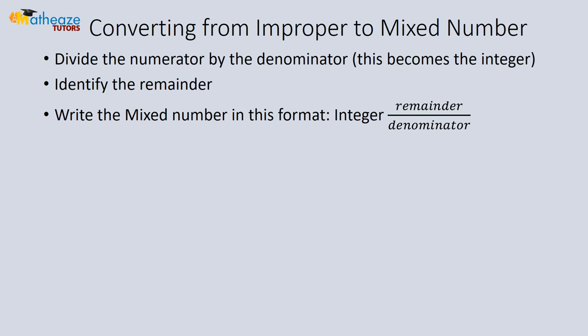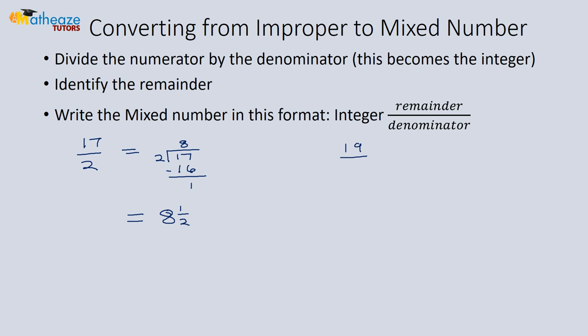Let's try 17 over 2. So we're going to do the classic long division here. 17, 2 goes 8 times. 8 times 2, we have 16. We have a remainder of 1. So this will end up being 8, because 2 goes into 17 8 full times, and then you have a remainder of 1, and then your divisor becomes your denominator.